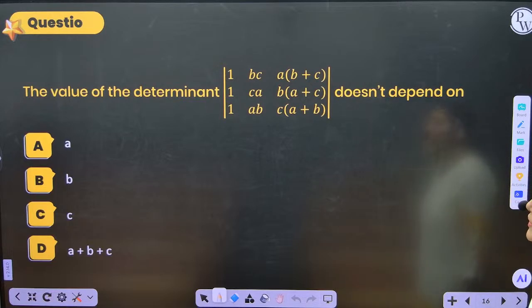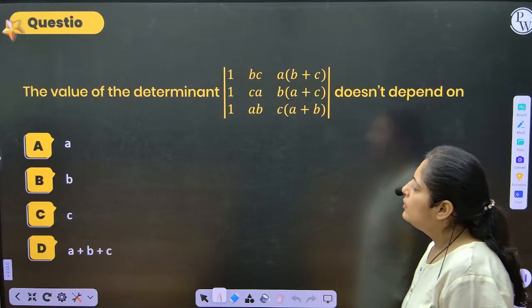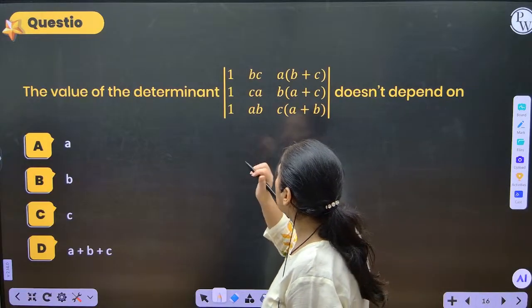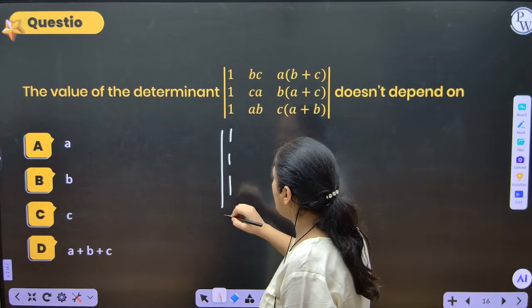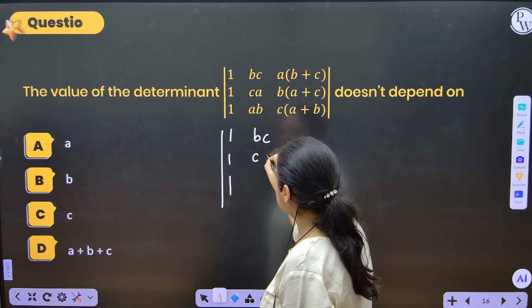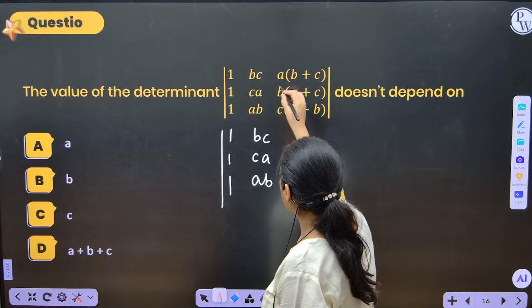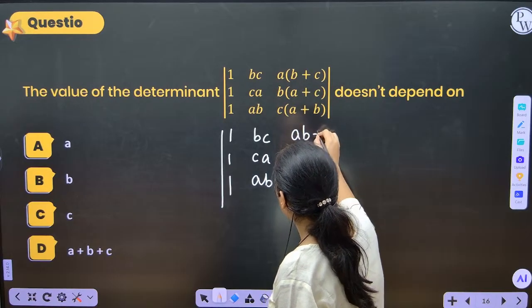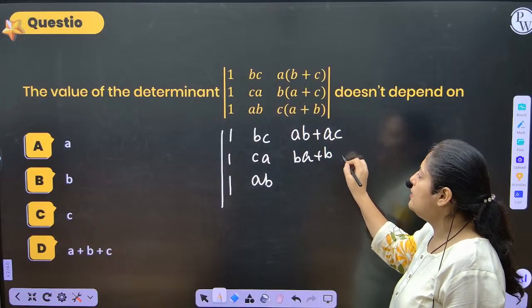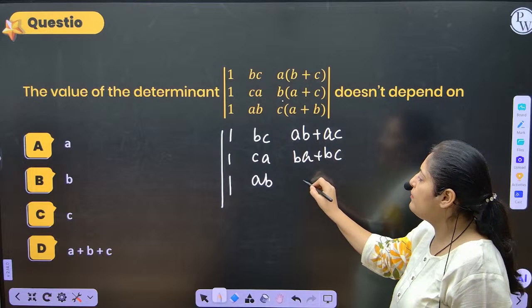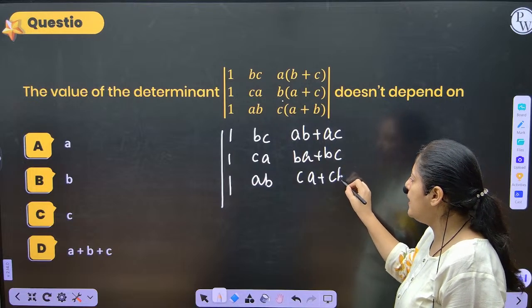The value of the determinant does not depend on this. Now what we can do is keep row 1 as 1 1 1, then BC, CA, AB. I am multiplying this with AB into AC, BA into BC. This outside number I am multiplying with the inside numbers CA, CB.